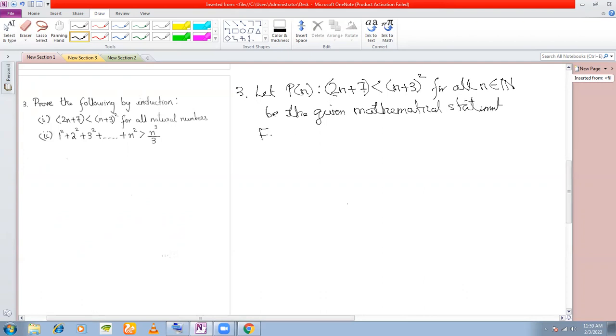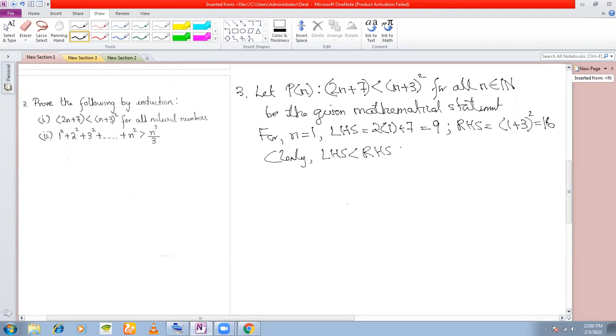For n is equal to 1. What is the left hand side of the inequality? 2 into 1 plus 7, which is equal to 9. And what is the right hand side of the inequality? 1 plus 3 square, which is equal to 16, right? So clearly, left hand side is less than the right hand side, right? Yes, sir. For n is equal to 1, that is, P1 is true. Okay, so first postulate satisfied.